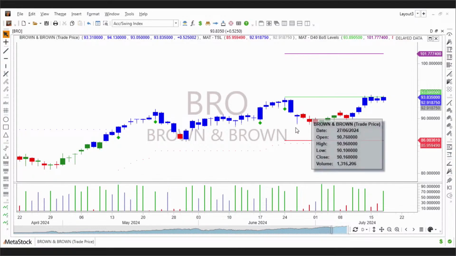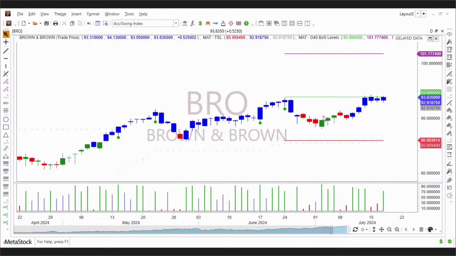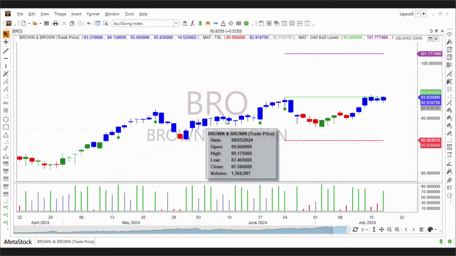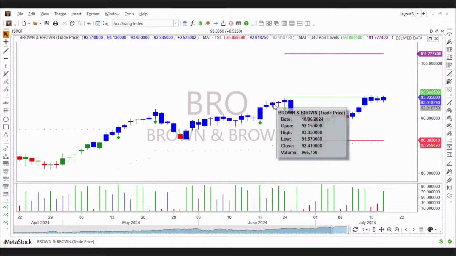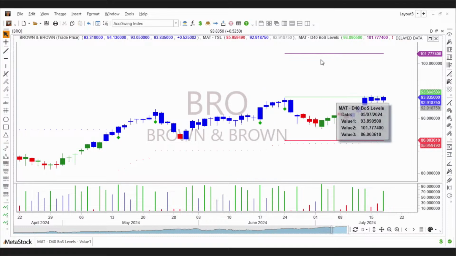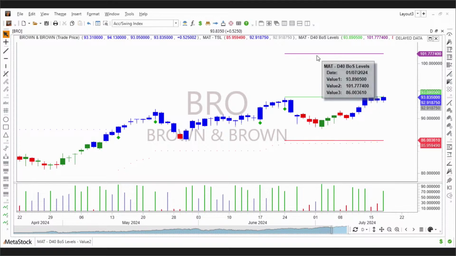Now, sometimes it loses that. That's okay. That's because there's a pullback. Sometimes those pullbacks are deeper than we would want. But overall, this trend filter over the bars is blue, confirming that we have multi-time frame alignment. Again, we have the entry points. You've got your entry point, your stop loss, and you have your target level.